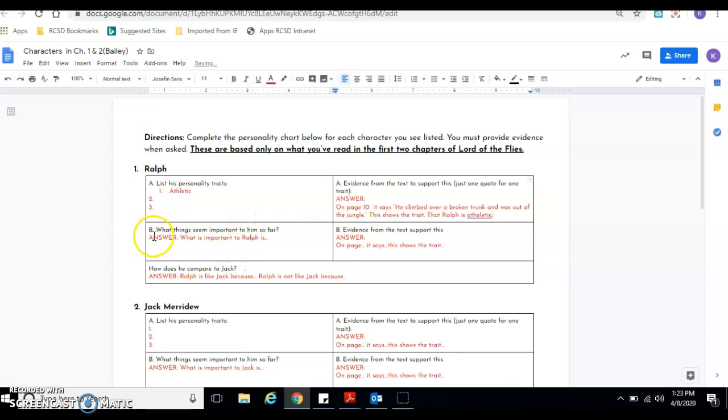Now you need to finish what things seem important to him so far. What is important to Ralph is, tell me what's important to him, and then add from the text to support this. So on page blah, blah, blah, it says blah, blah, blah. So again, I'm putting in my quotation marks. And this shows, it shouldn't be the trait anymore. It should say, this shows what is important to Ralph is.